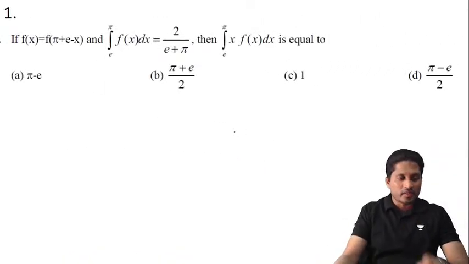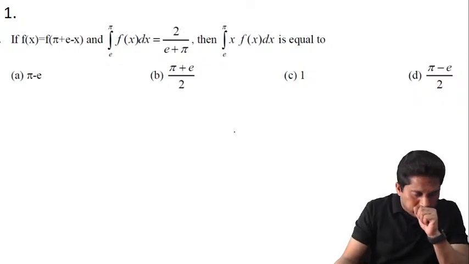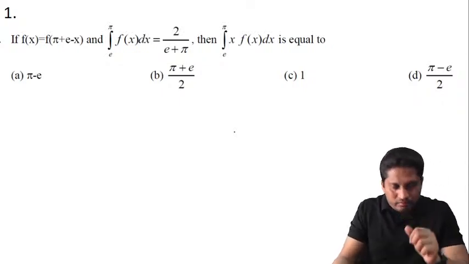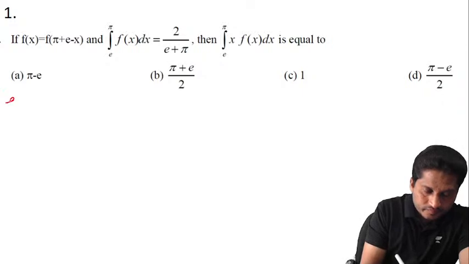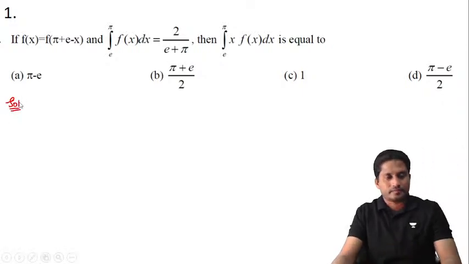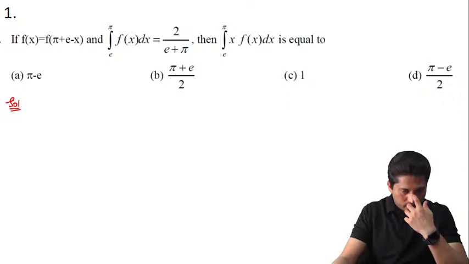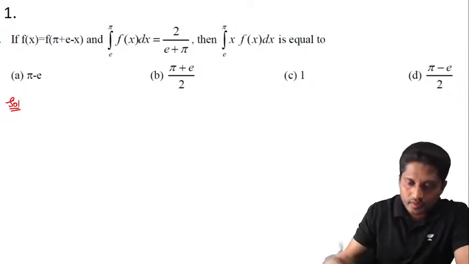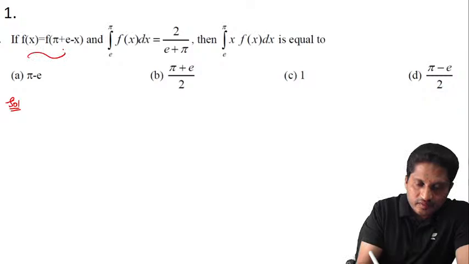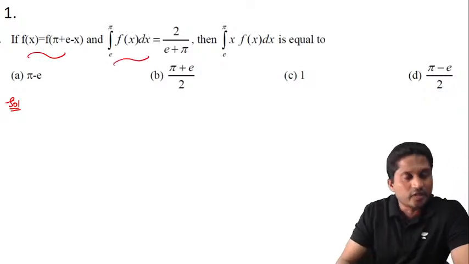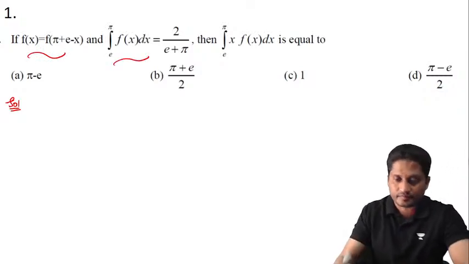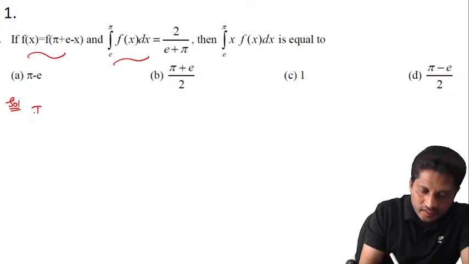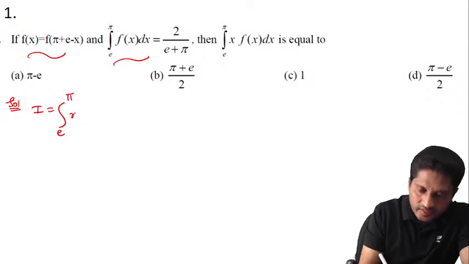Alright guys, question number 1. See, these conditions are given, and this is f of x is also given. I take this as I is equal to integration of e to pi, x into f of x dx. You call this equation 1.